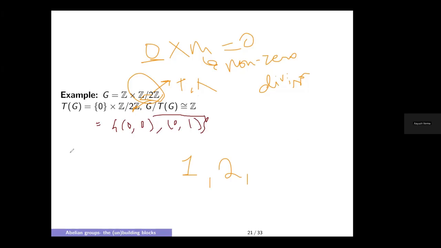Anyway, one goes to zero, one plus one goes to zero, right? Even though one is non-zero and one is not zero, two can also be taken to zero, right? Two plus zero is equal to two, and that is torsion. So the whole torsion subgroup of this group is zero cross the whole group.